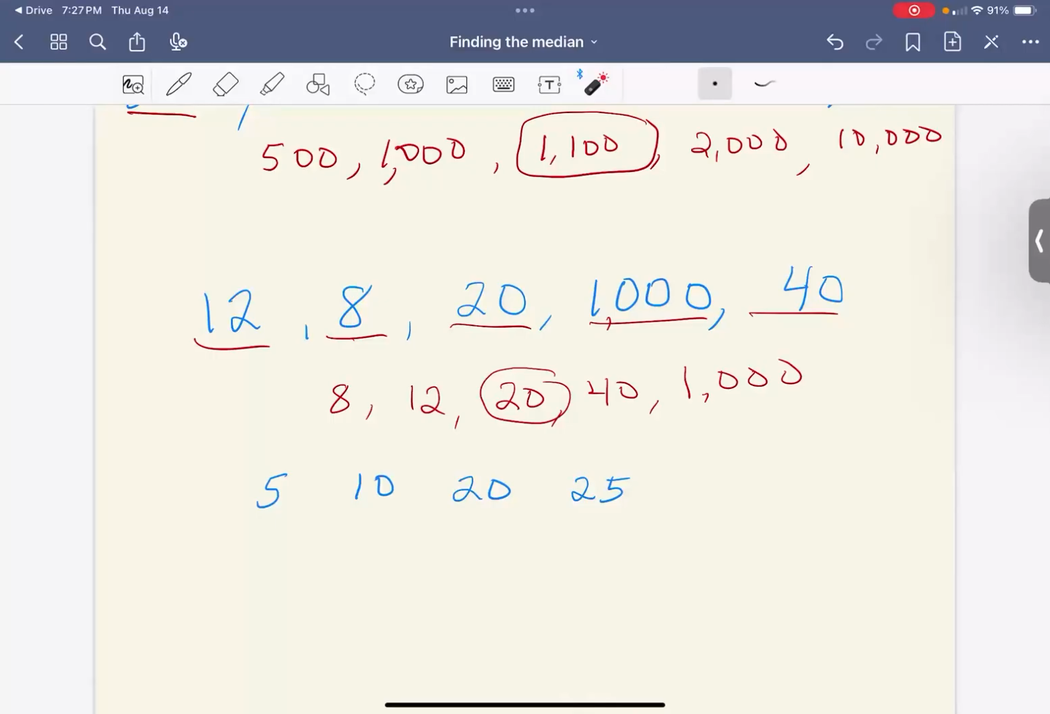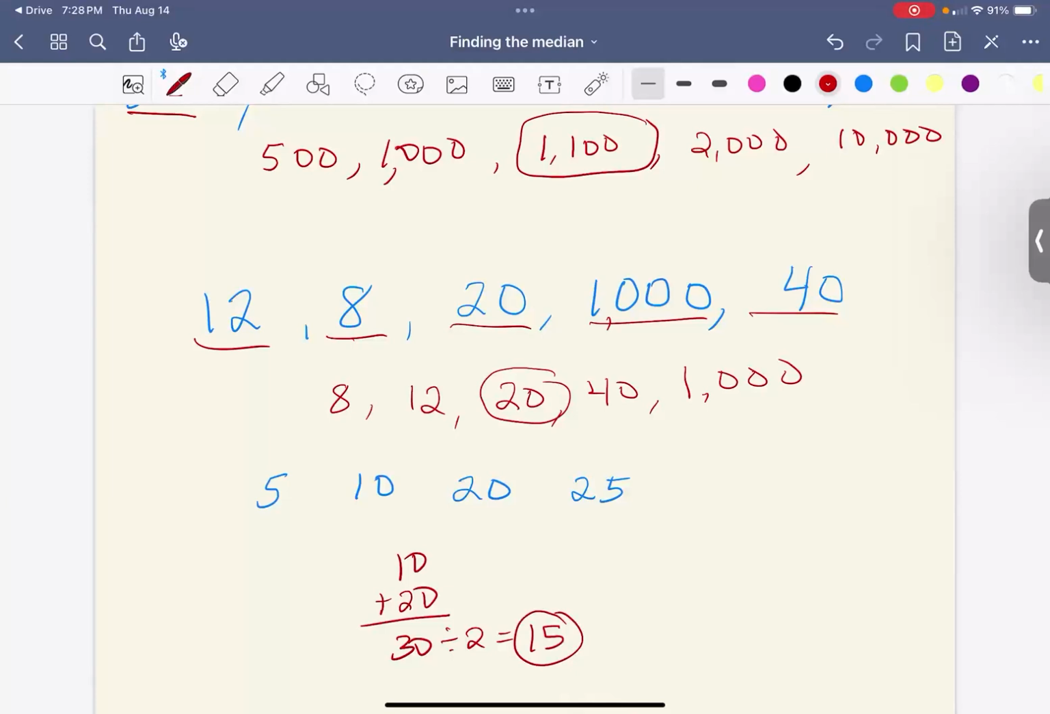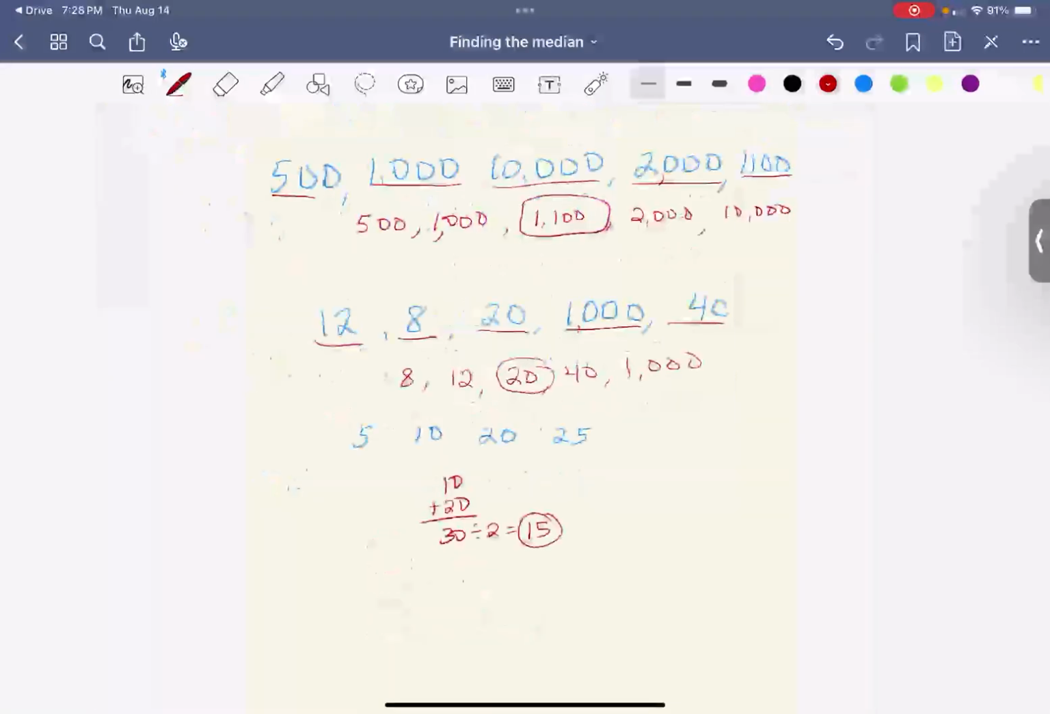So when we have two numbers in the middle, what we do is we add the two numbers in the middle. So 10 plus 20 is equal to 30. And then we divide that by 2. So then the median is equal to 15. So the median is 15. Let's do some other problems together.